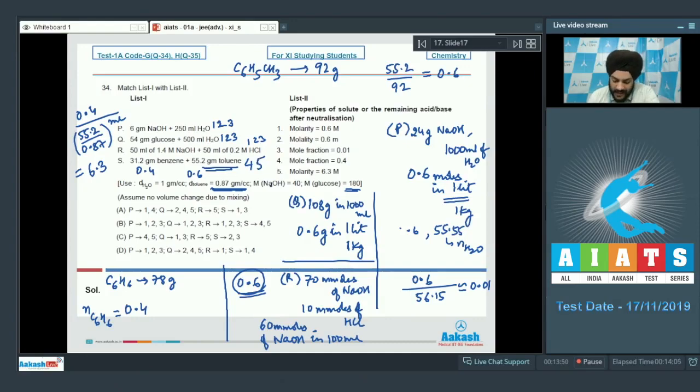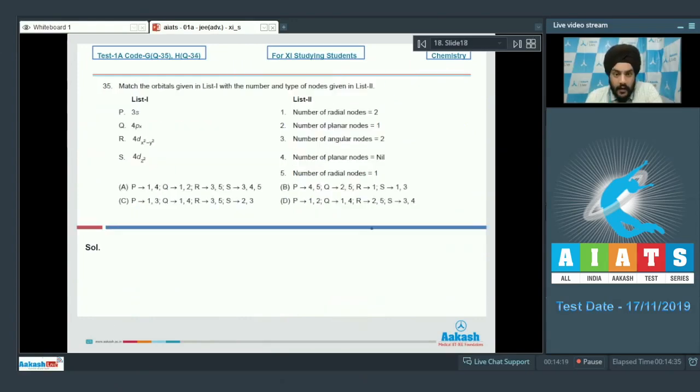So if we look at the options which are given to us, students, we can clearly see that the correct answer to question number 34 is option B. Let us look at the next question now. Question number 35. Match the orbitals given in list 1 with the number and the type of nodes given in list 2. Okay. So the first orbital is 3s orbital.